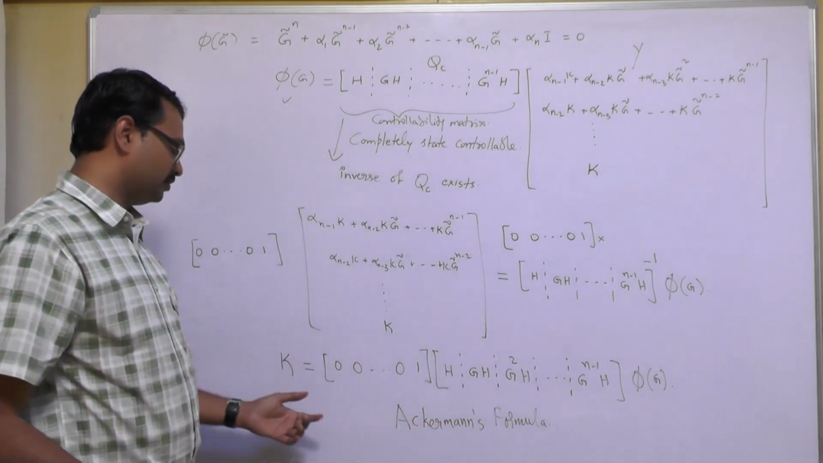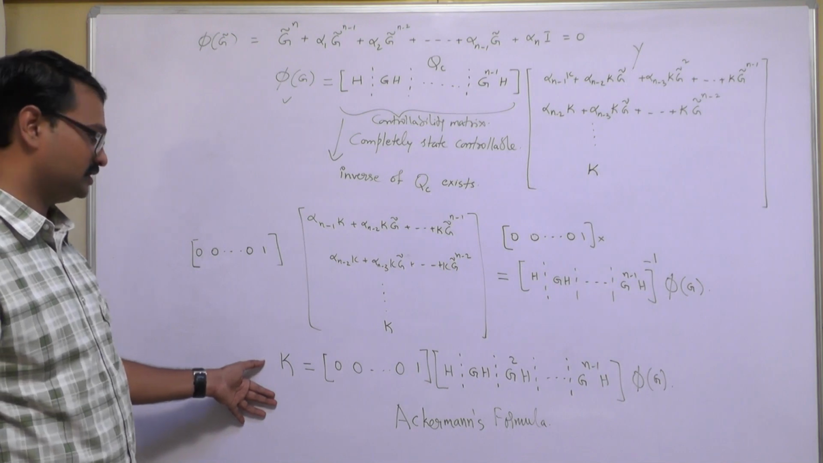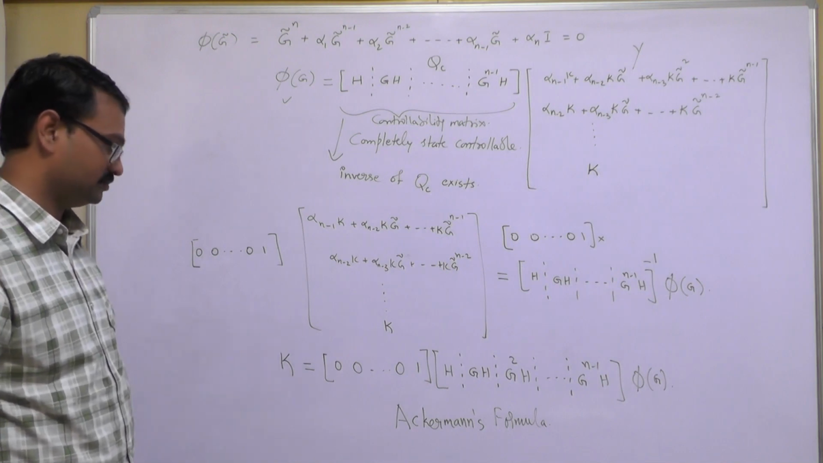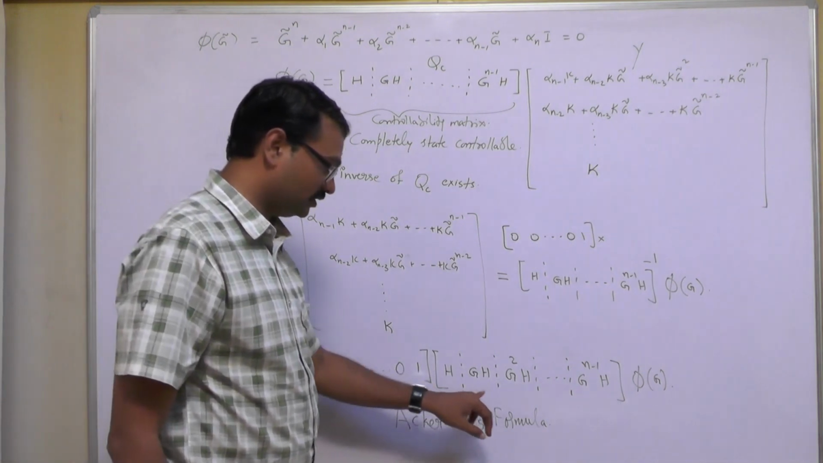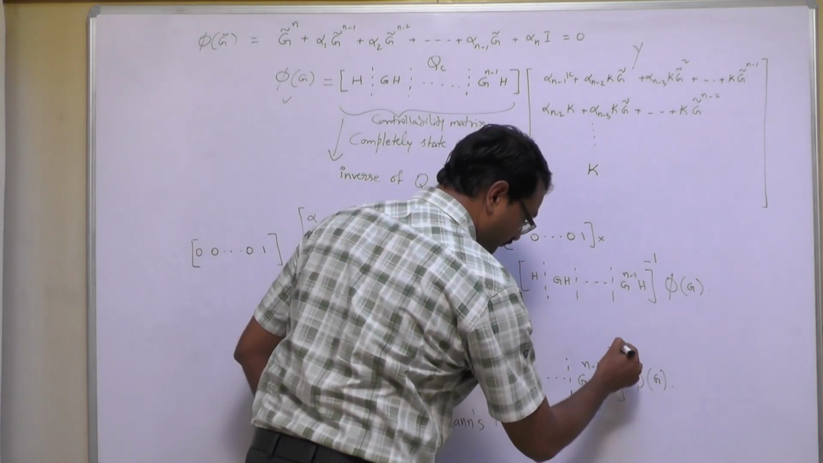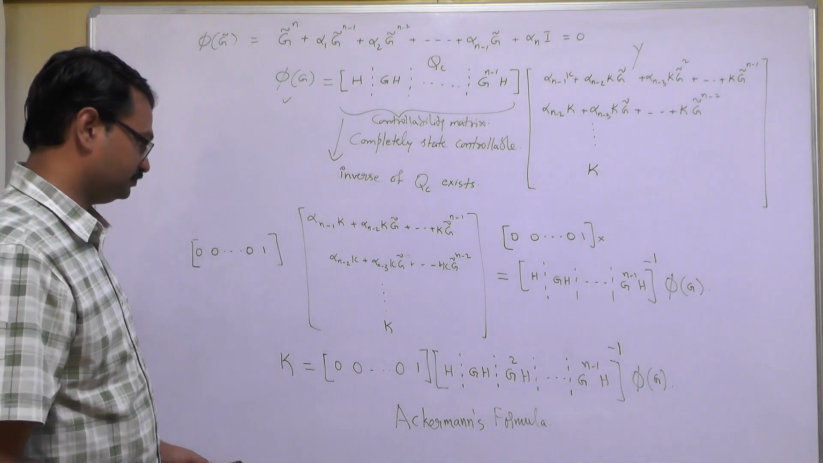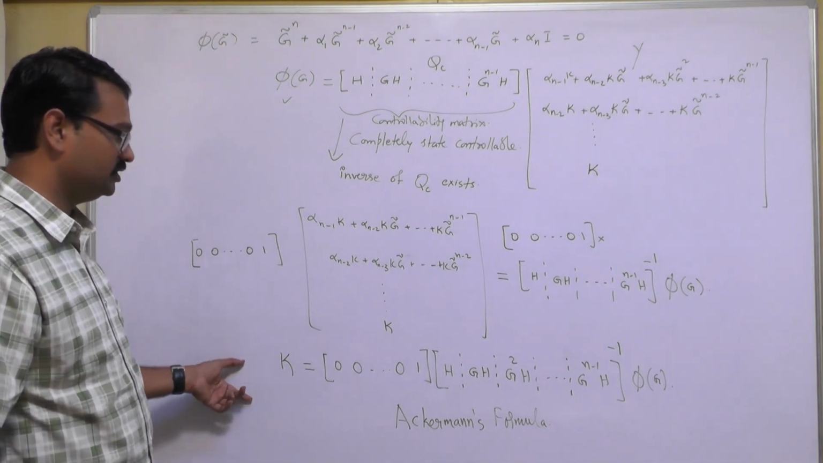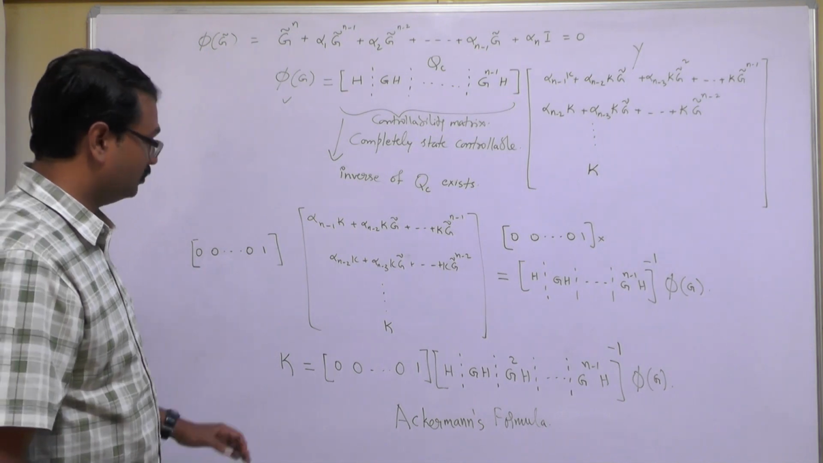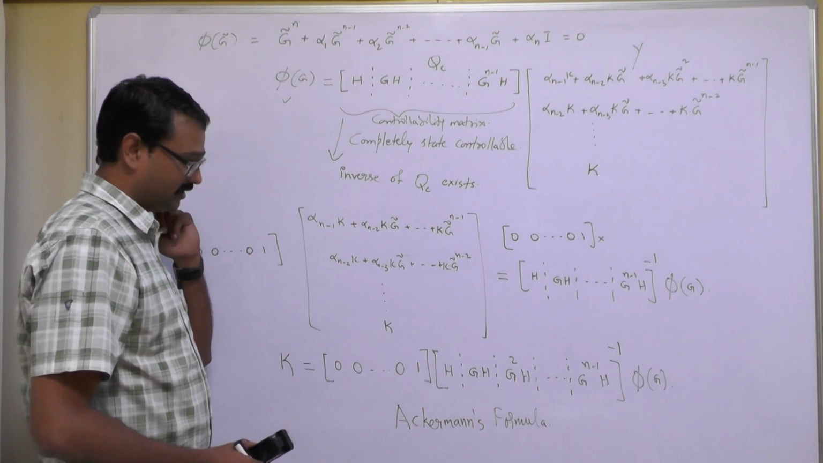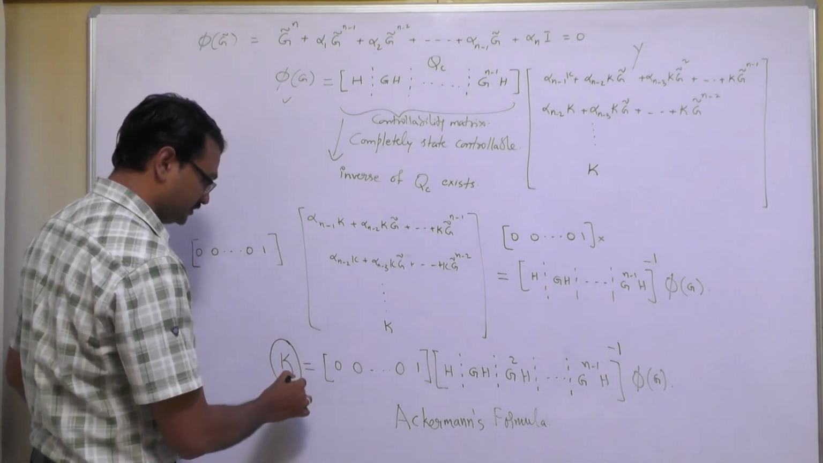It is used to determine the state feedback gain matrix from the original system to the desired system. Right? So 0, 0, 0, 1 and the inverse of the controllability matrix into phi of G, which is the original system characteristic equation, from which you can obtain the value of gain k. Right? So with this matrix, finding gain k, we have seen two methods.